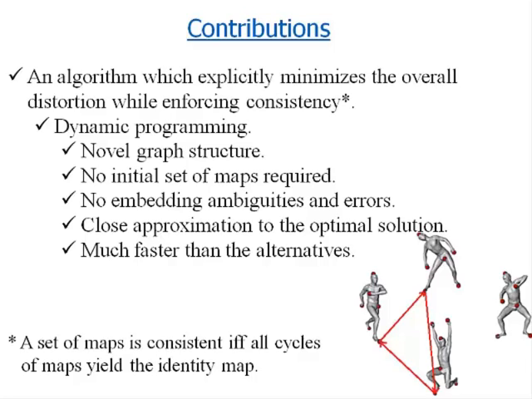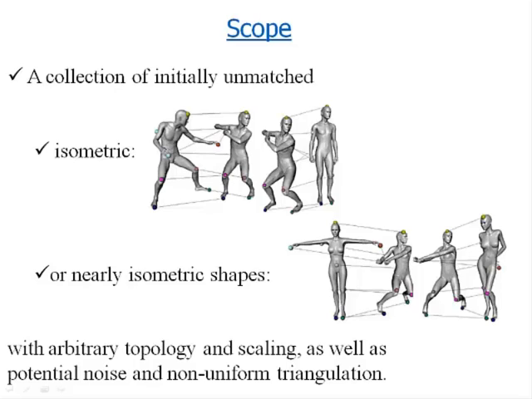Our algorithm is based on dynamic programming, it is running on a novel graph structure, and unlike previous works, no initial set of maps is required. There is no embedding going on, so we are taking action in the previous space where the shapes are defined. We closely approximate the exponential optimal solution, and we are much faster than the alternatives.